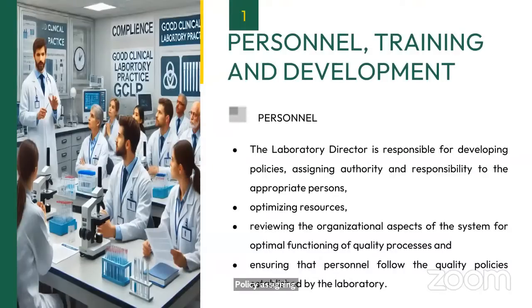So what are the authorities for each personnel? What are their responsibilities? What policies are there? It is the responsibility of the laboratory director to organize all those authorities and responsibilities, again, to optimize the resources. Optimizing the resources means, suppose, for example, you are getting the maximum number of patients or the maximum number of tests to be done in the morning hours of the laboratory.